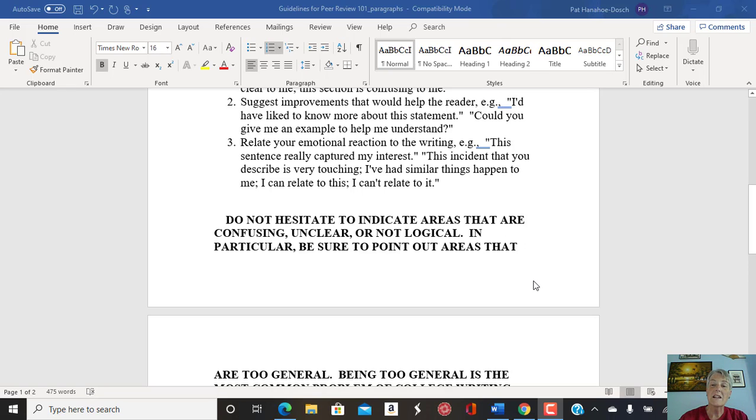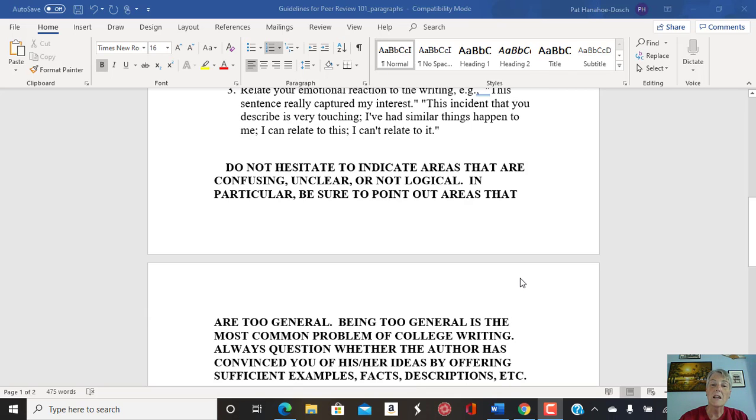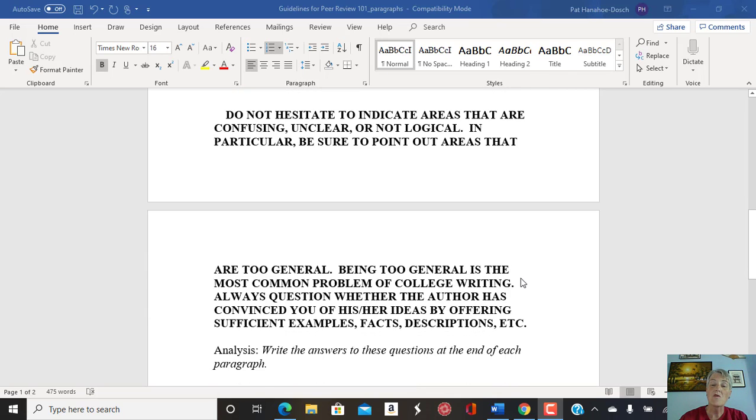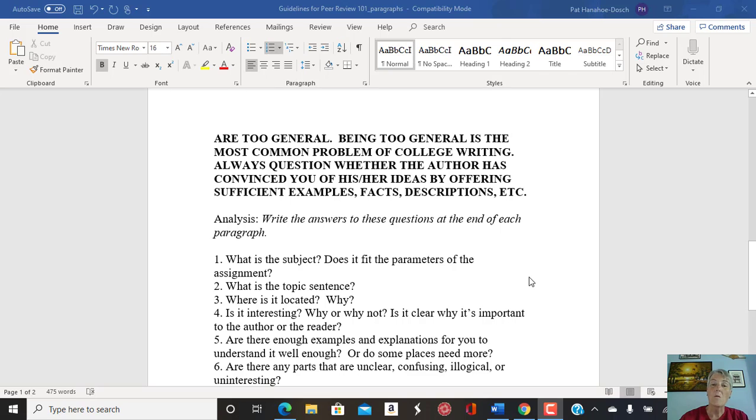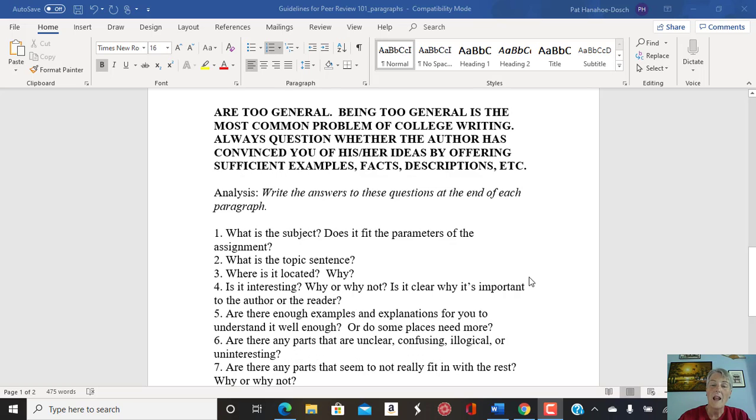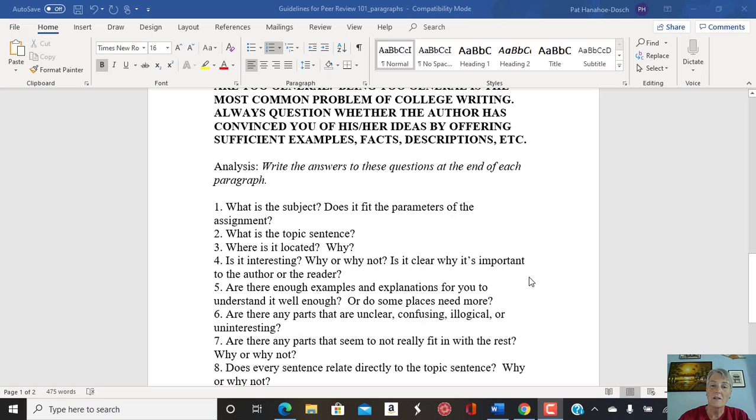Do not hesitate to indicate areas that are confusing, unclear, or not logical. In particular, be sure to point out areas that are too general. Being too general is the most common problem of college writing. Always question whether the author has convinced you of his or her ideas by offering sufficient examples, facts, descriptions, etc. In other words, details. And here are the questions.